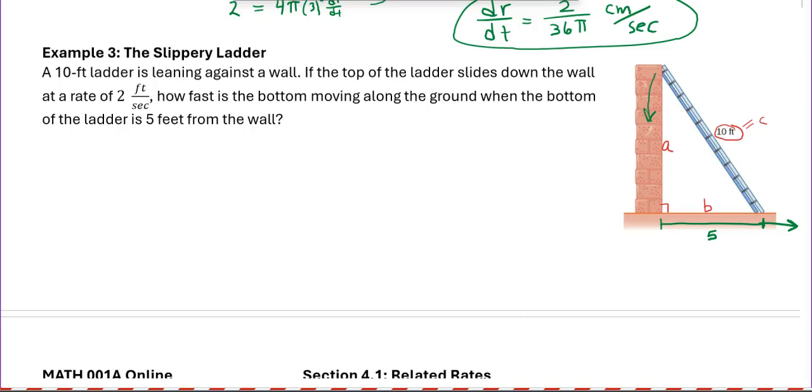A is changing because the top of the ladder is sliding down, and B is changing because the bottom of the ladder is sliding out, but this 10-foot ladder remains a 10-foot ladder. It's not going to change. So dC/dt is 0. There's no change in the length of the ladder. Anyway, here's our formula.